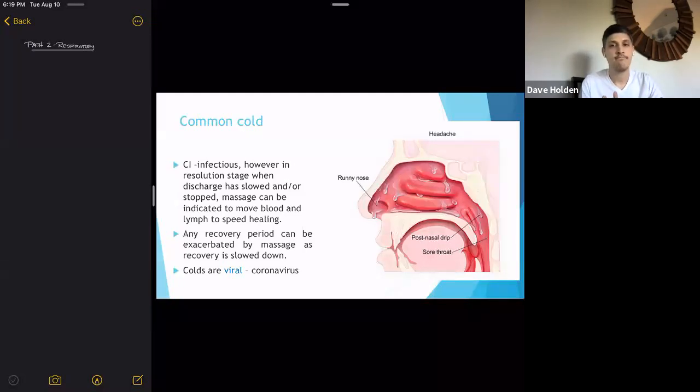You just want to pay attention. You really want to make sure that they are over the infection and truly on the road to recovery, because if they're still fighting the infection and you give them a massage, you could prolong the infection.